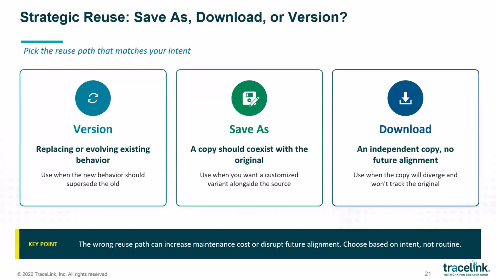Let me give you a quick scenario. A partner wants a standard report plus 2 extra columns, and they want to continue receiving future updates from TraceLink over time. Which path would you choose? You would choose save as or a version, not a download, precisely because they want to stay aligned.